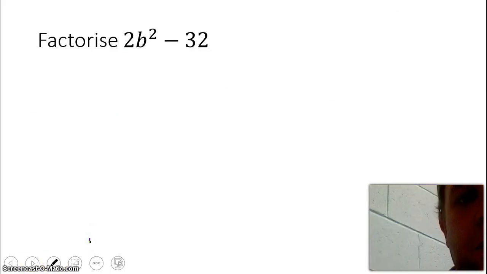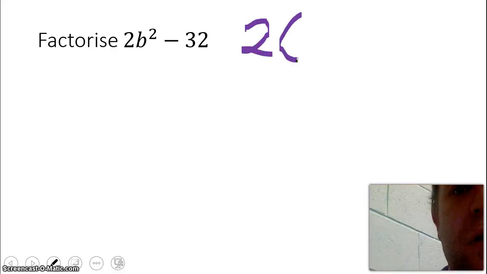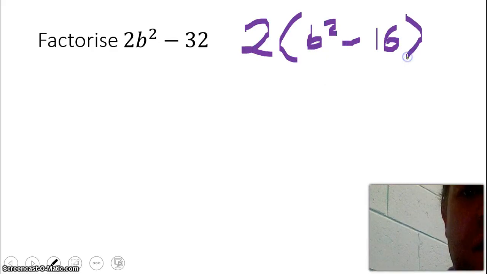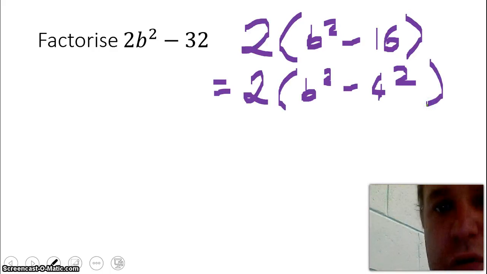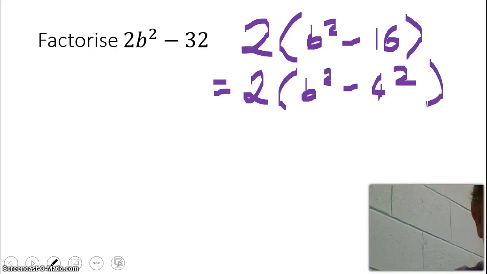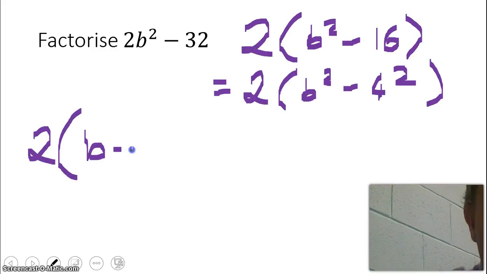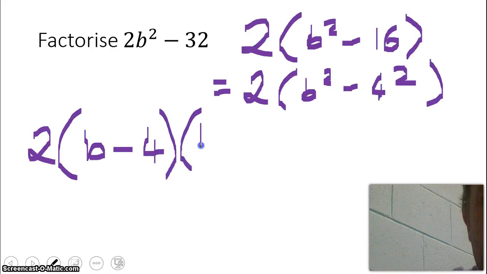This one here is a little bit different. We've got a common factor of 2, so I'm going to take that common factor out first, and I'm left with b squared minus 16. I can see that that's the same as common factor of 2 out the front, b squared minus 4 squared. So I've got two perfect squares, so writing it out, I'm going to put the 2 out the front. I've got b minus 4 and b plus 4.